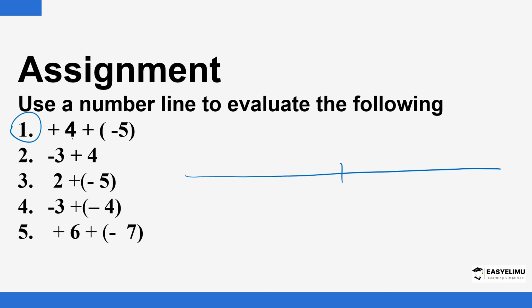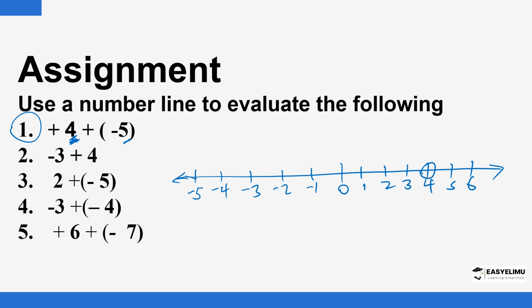As you draw the number line, make sure the 2 numbers are captured, -5 and +4. So 0, of course, here at the center. Then we have -1, -2, -3, -4, -5. Then again, we have 1, 2, 3, 4, 5, 6. So where are we starting from? We are starting from +4.